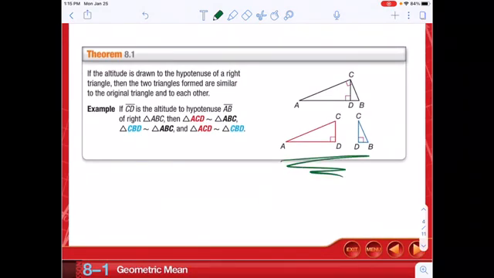If the altitude is drawn to the hypotenuse of a right triangle, then the two triangles formed are similar to the original triangle and to each other. If you recall, we had 65 degrees and 25 degrees and 90 degrees, meaning we have angle similarity, and that the smaller two triangles are similar to the big triangle. And that's going to happen if you have right triangles with an altitude dropping down to the hypotenuse every single time.